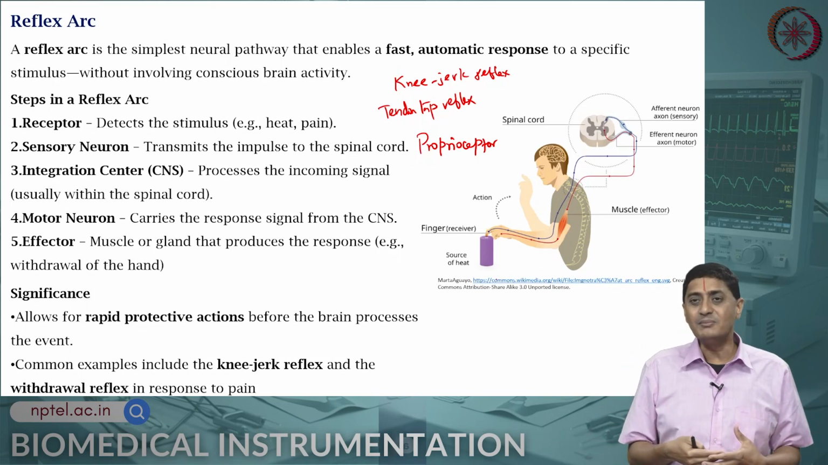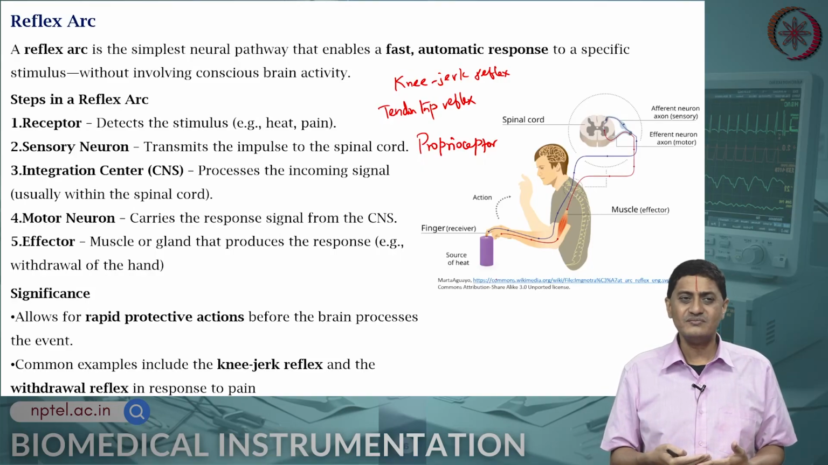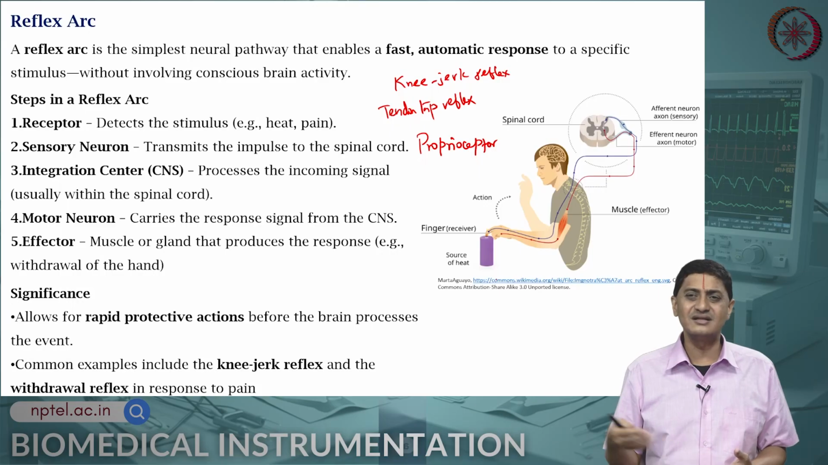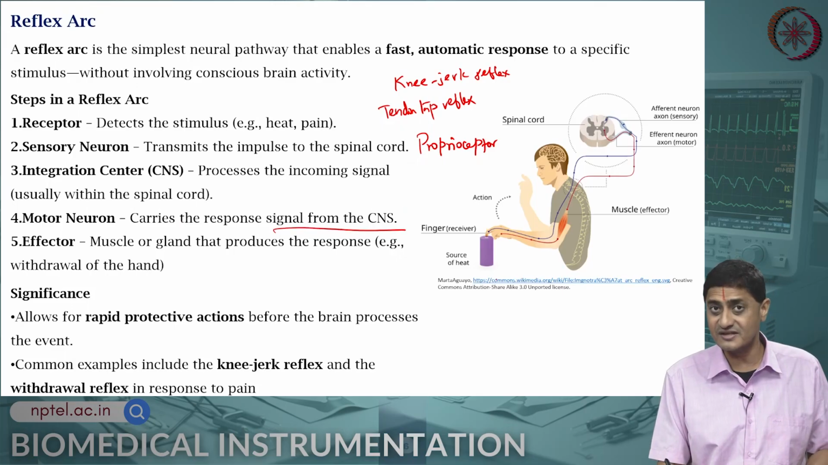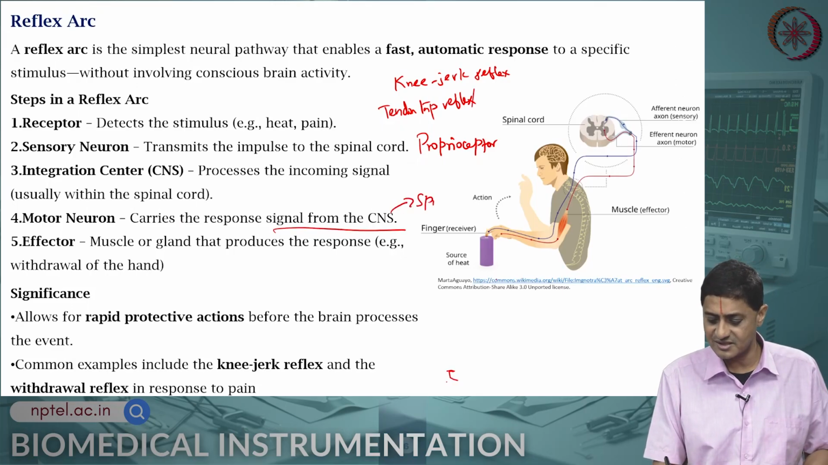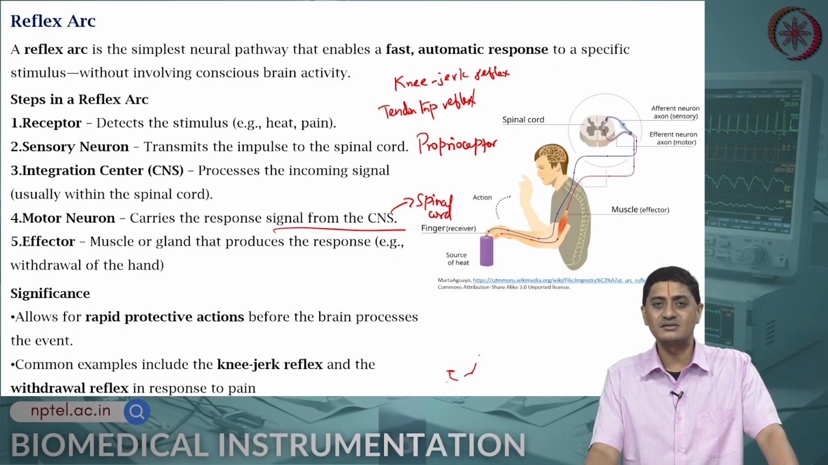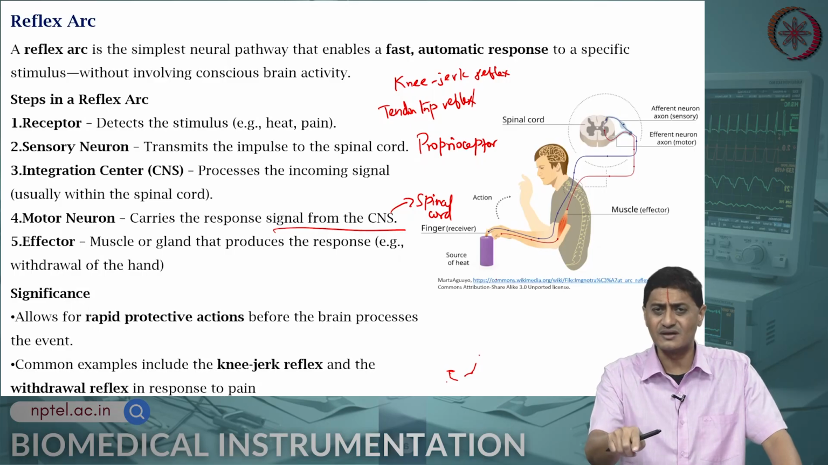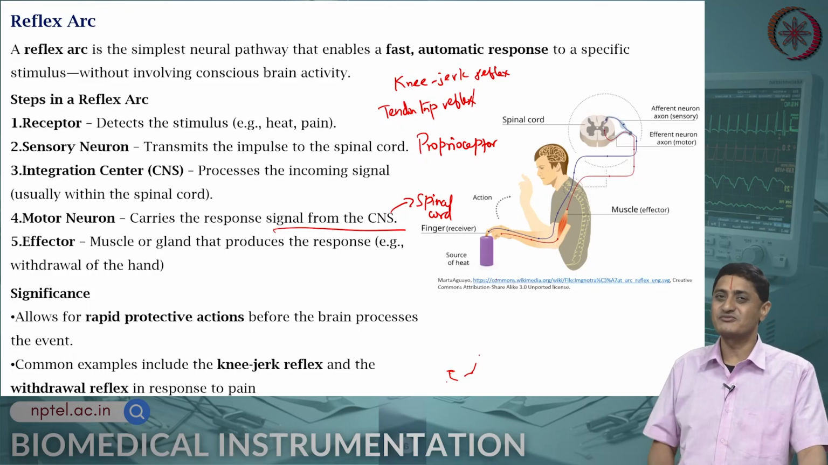And then in the spinal cord there is an integration process, that then gives a command to the motor neuron that carries the response signal from the CNS, in this case the spinal cord. When you say CNS, in this case you are referring to the spinal cord, right? And then there is an effect that you see on the muscle or the organ that produces the response. Example, there is a hot or nociceptive stimulus. There is a hot or a sharp object, you keep your hand and then you withdraw. This is actually a relatively slow response. The tendon tap reflex is a lot faster.